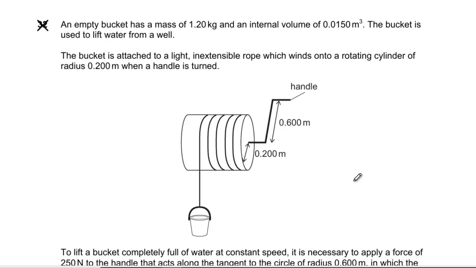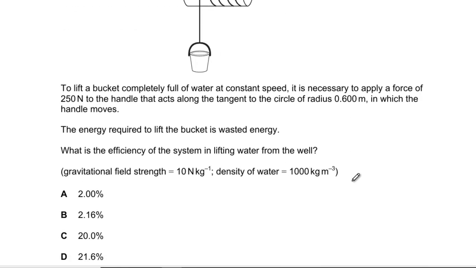Empty bucket has a mass of 1.2 kilograms. Internal volume of that. Bucket is used to lift water from a well. Bucket is attached to a light, inextensible rope which winds onto a rotating cylinder of radius 0.2 meters. Right, to lift a bucket completely full of water at constant speed, it's necessary to apply a force of 250 newtons to a handle of radius 0.6 meters. Guys, there's a lot in this, isn't there? Energy required to lift the bucket is wasted energy. What is the efficiency of the system in lifting water from the well?